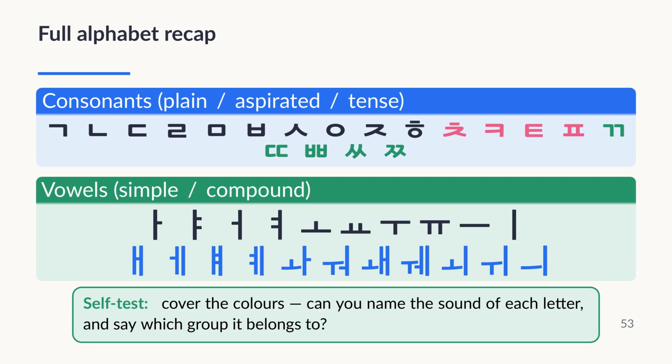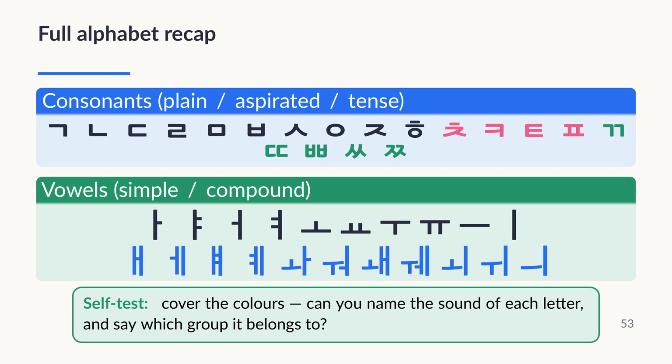And the green letters are the 5 tense consonants, said tight and clipped. Double G, double D, double B, double S, and double J. In the vowel block, the black letters are the 10 simple vowels: a, ya, eo, yeo, o, yo, u, yu, eu, and i. The blue letters are the compound vowels, including the E-type sounds and all the W-type glides.